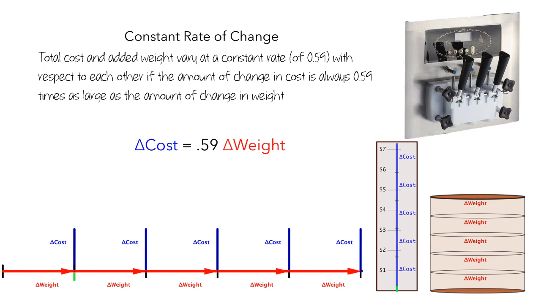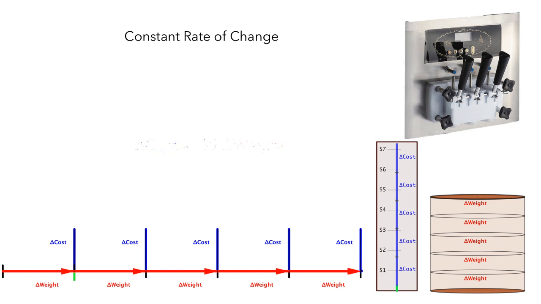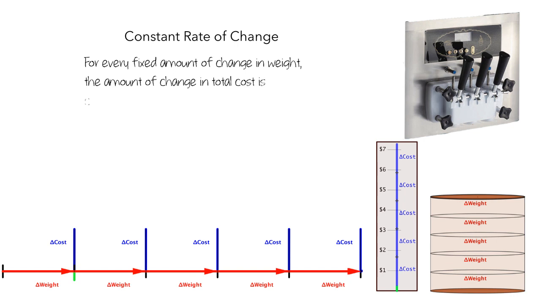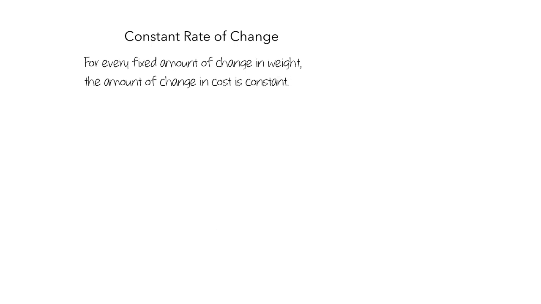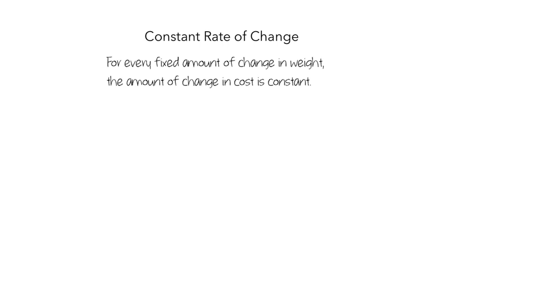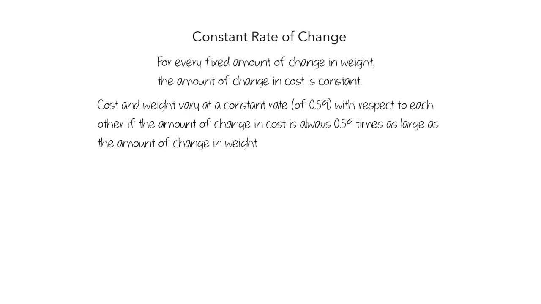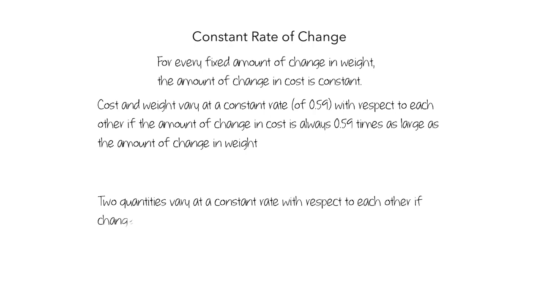So a consequence of our definition of constant rate of change is, for every fixed amount of change in weight, the amount of change in cost is constant. So now we have 2 ways to think about what it means for the height of the water to change at a constant rate with respect to the volume of added water. And if we think about the examples we've seen, we can summarize the notion of constant rate of change in the following way. Two quantities vary at a constant rate with respect to each other if changes in their measures are proportional.